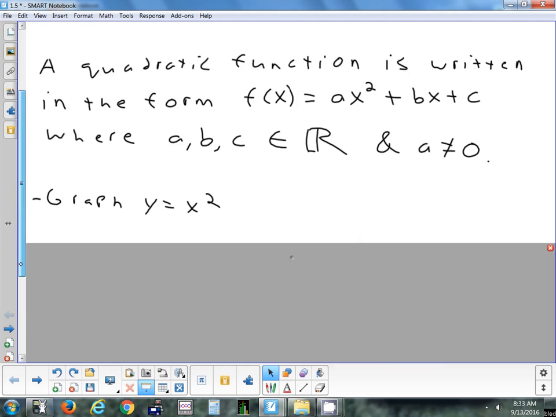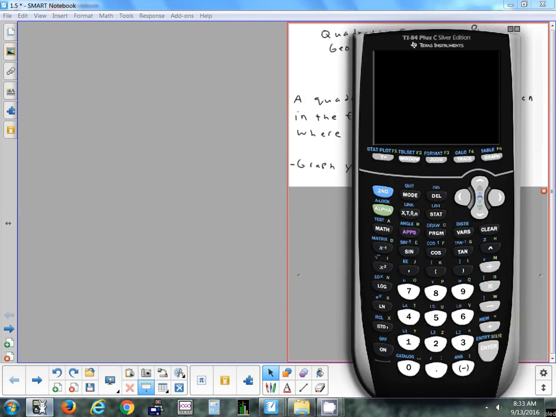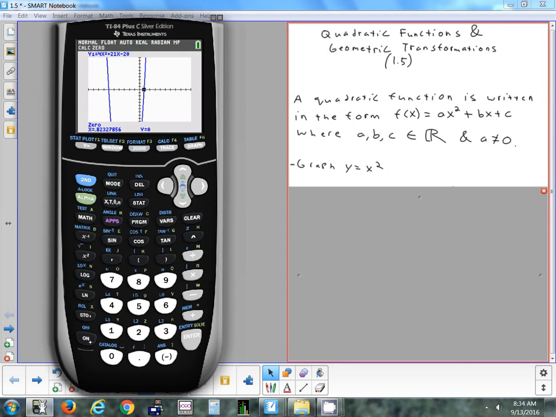I'm going to graph y equals x squared. And we should already know what shape that's going to be. What does that look like? Yep, it's a parabola. If you just graph it, it goes right through the origin, it opens upward, and it takes one turn.